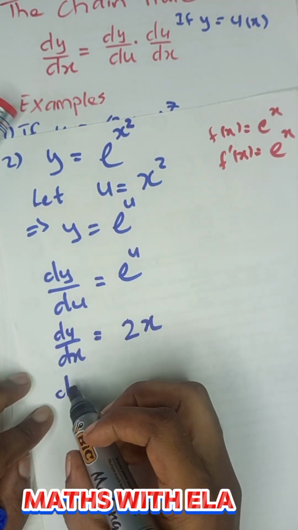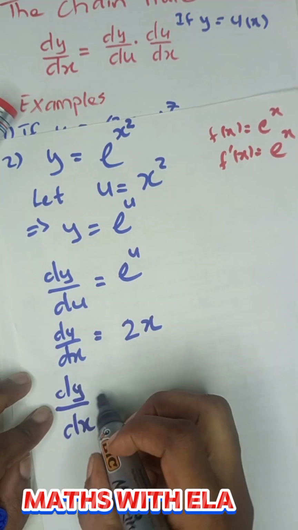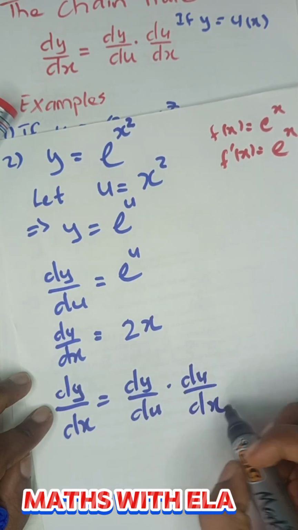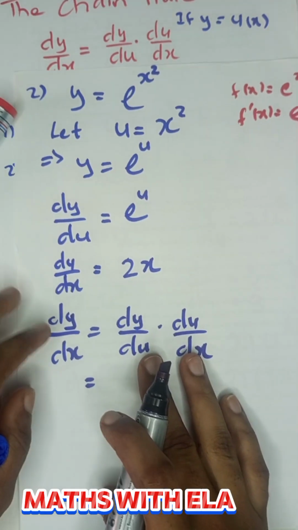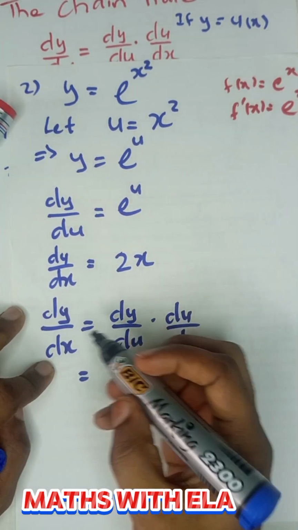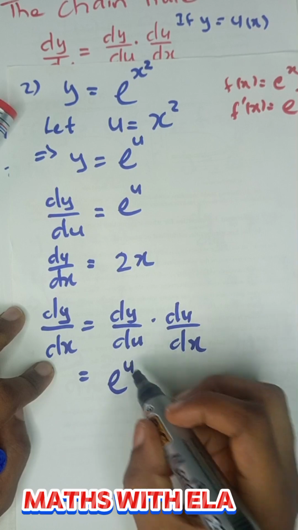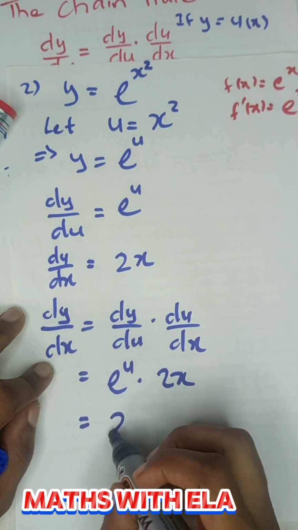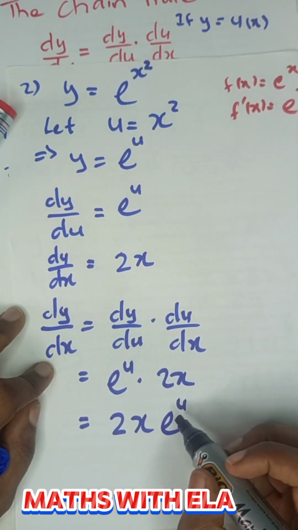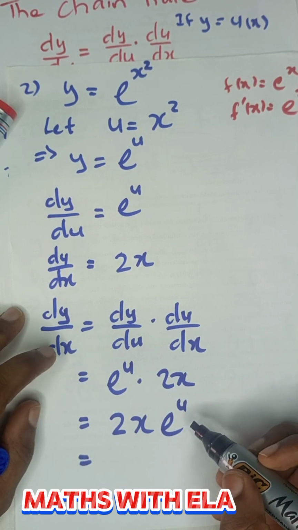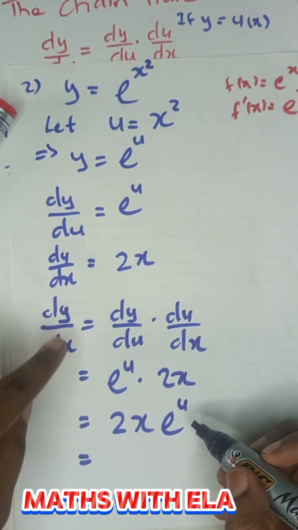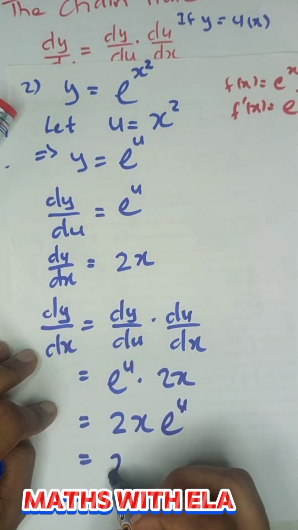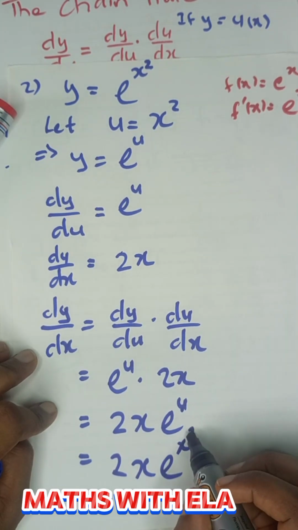We can now find dy by dx, which is dy by du times du by dx. And that gives us dy by du, that's e to the u, and du by dx, that's 2x. That's 2x e to the u. Again, we write our final answer in terms of x because we are looking for the change of y with respect to x. So we replace this u with the substitution that was initially made. So we have 2x e to the x squared.